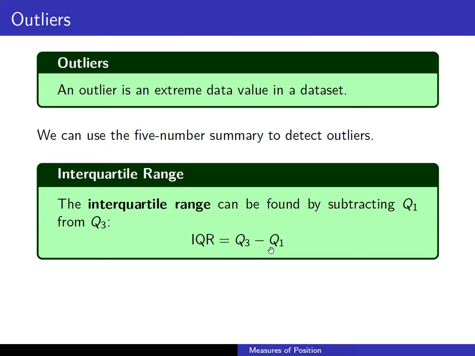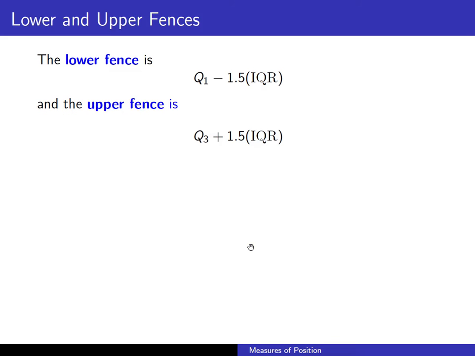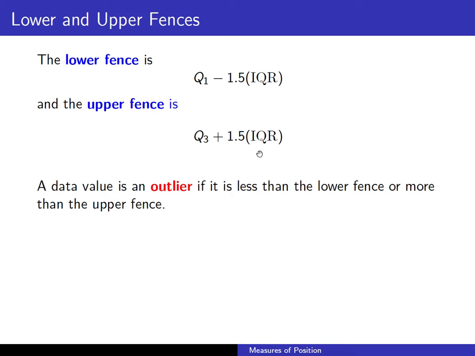And so we're going to use that interquartile range as well as the lower and upper quartiles to detect outliers. So we have what are known as fences, a lower fence and an upper fence. A lower fence is our first quartile minus 1.5 times our interquartile range. And our upper fence is our third quartile plus 1.5 times our interquartile range. And what that means is that any value is going to be an outlier if it's less than this lower fence or greater than this upper fence.